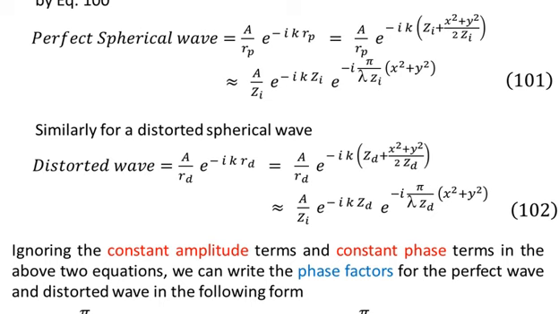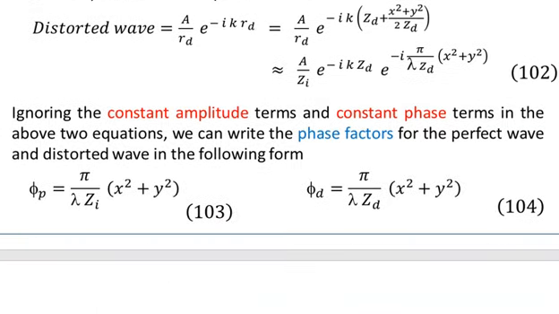So you see that a over Zi and a over Zd in equation number 102 are constant amplitude terms and should be disregarded, and similarly e to the power iota k Zi and e to the power minus iota k Zt are the two phase terms and must be omitted for simplicity, because they will not change the physics of the problem. So 101 and 102 are written in the form of 103 and 104.